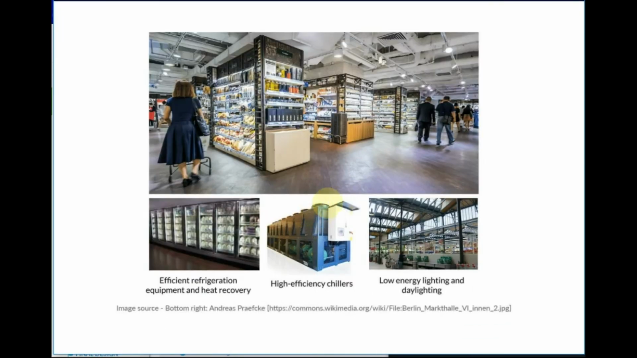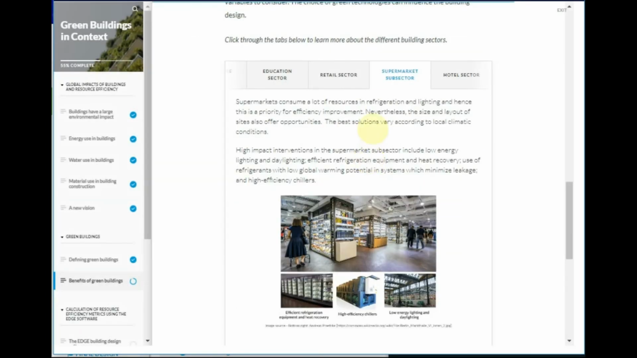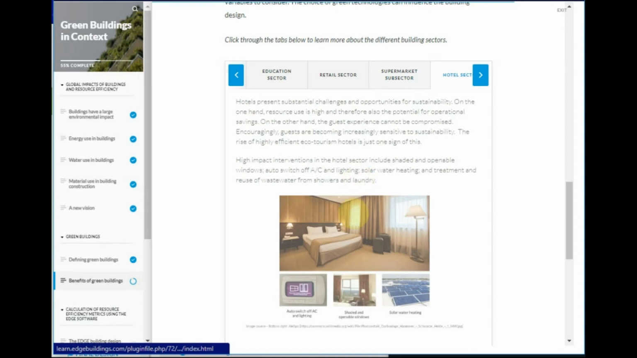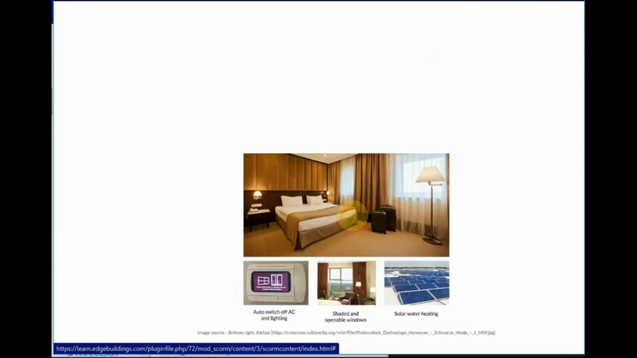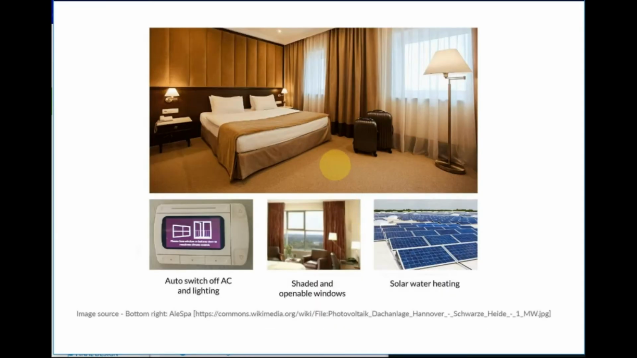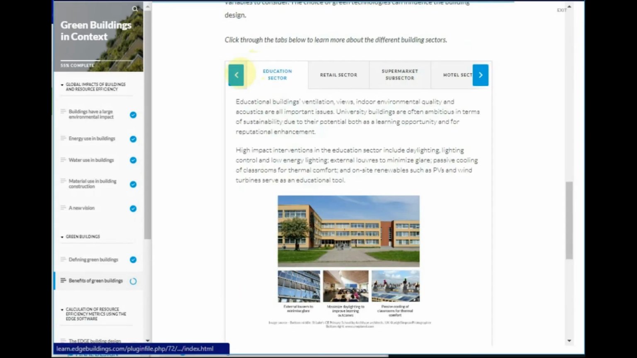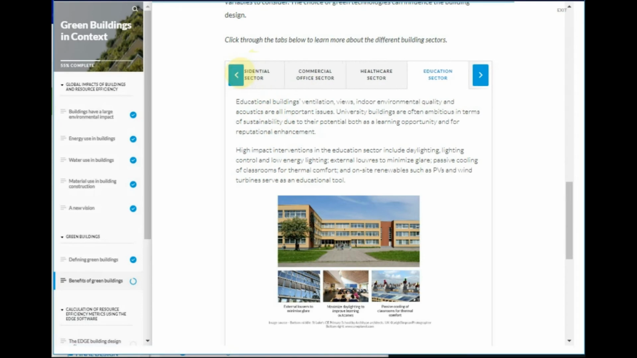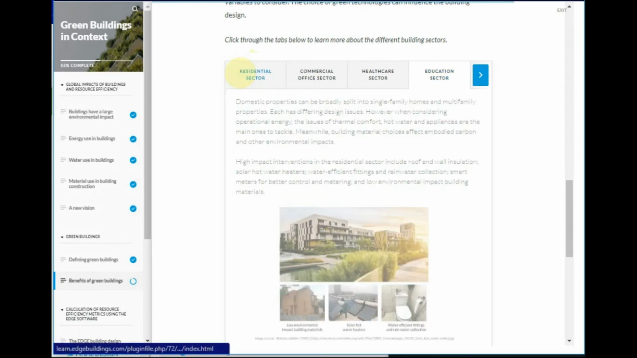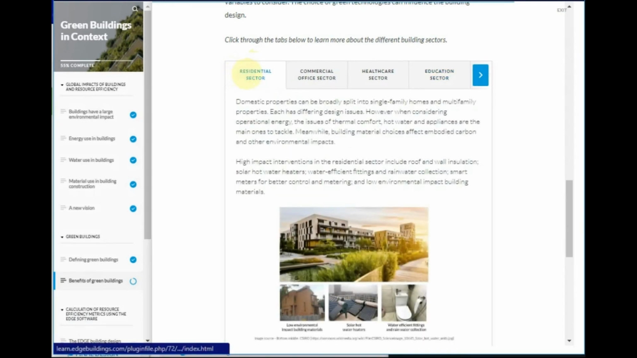Supermarket subsector. Supermarkets consume a lot of resources in refrigeration and lighting, and hence this is a priority for efficiency improvement. Nevertheless, the size and layout of sites also offer opportunities. The best solutions vary according to local climatic conditions. High-impact interventions in the supermarket subsector include low-energy lighting and daylighting, efficient refrigeration equipment and heat recovery, use of refrigerants with low global warming potential in systems which minimize leakage, and high-efficiency chillers.